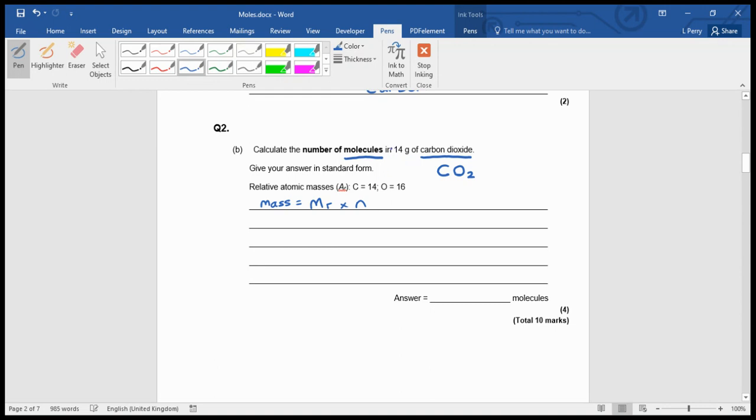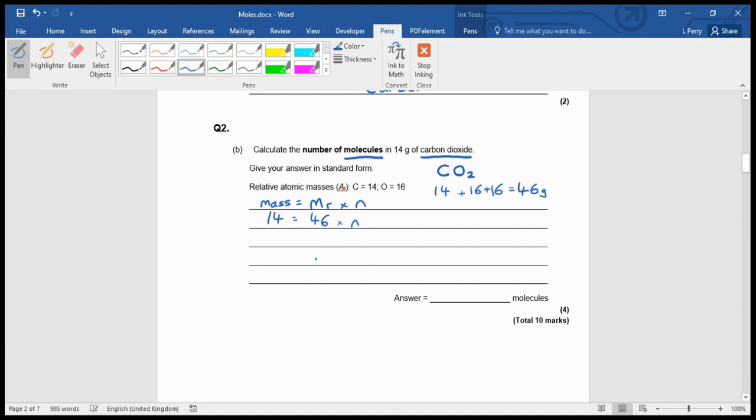So I've got a mass, I've got 14 grams. I need to find the number of moles, and I've not got my formula mass yet, so let's work it out. So this is my formula, CO2. I know the carbon atom has a mass of 14. I know an oxygen atom has a mass of 16, and there's 2 of them. So 2 oxygen, so my formula mass is 46 when I type that into my calculator. So my formula mass is 46 grams. That is the mass of 1 mole. I'll put it into my equation, 46 times the number of moles.